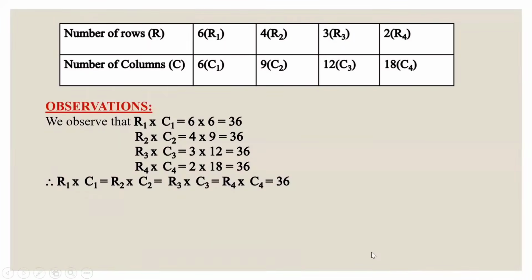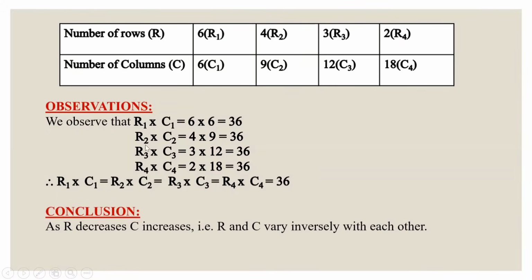What are the observations? We observe that R1 into C1 is coming constant. The product being constant, as the rows are decreasing, the number of columns are increasing. As R is decreasing, 6, 4, 3, 2, I see that C is increasing: 6, 9, 12, and 18.